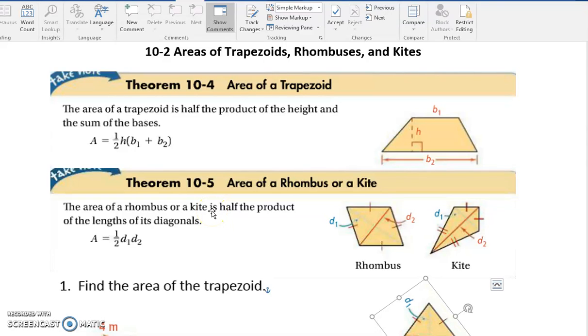Welcome to our video on section 2. We're going to continue talking about area. In this video we focus on trapezoids, rhombuses, and kites.